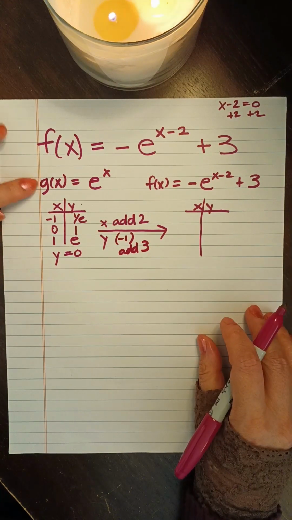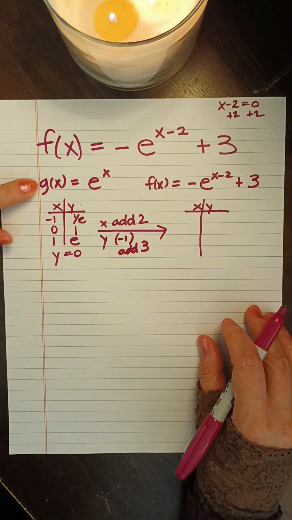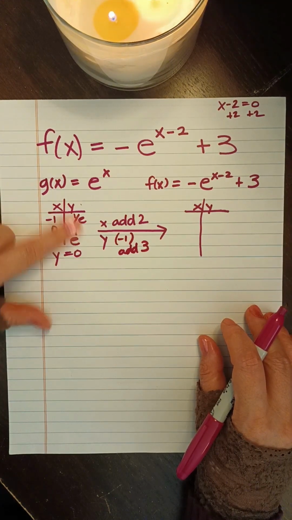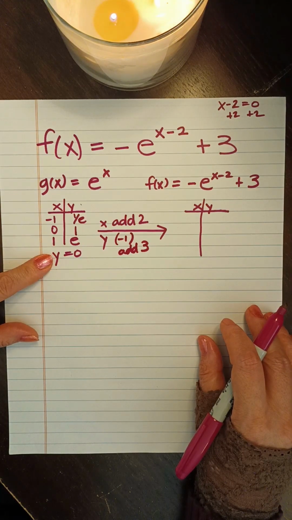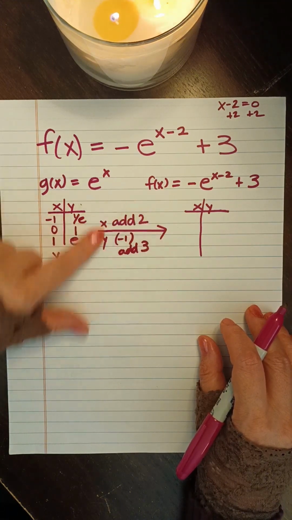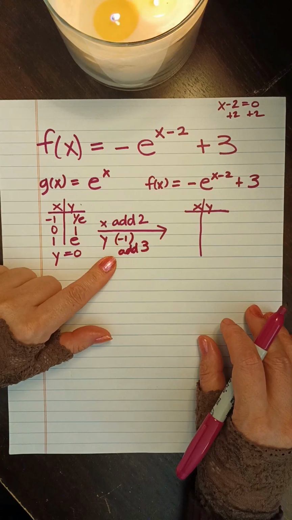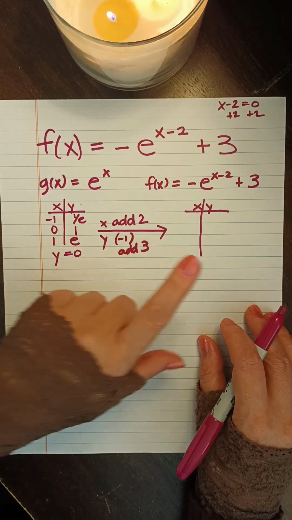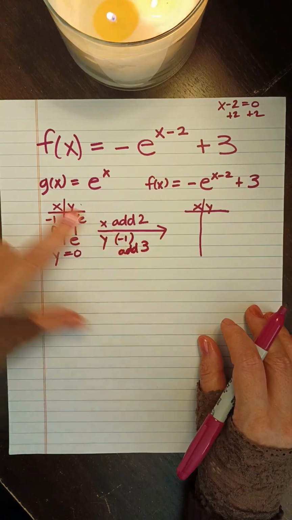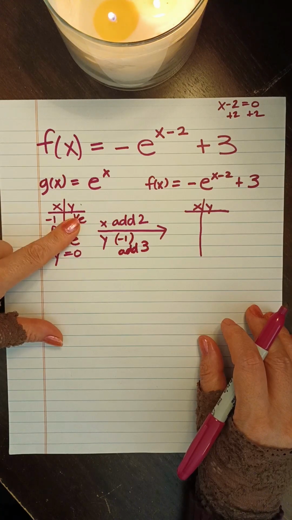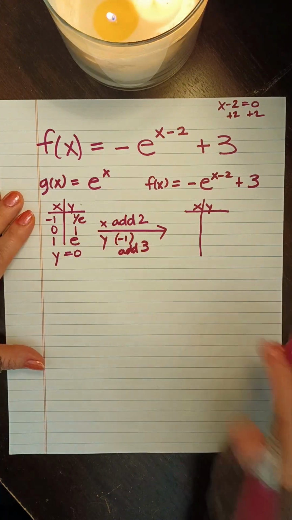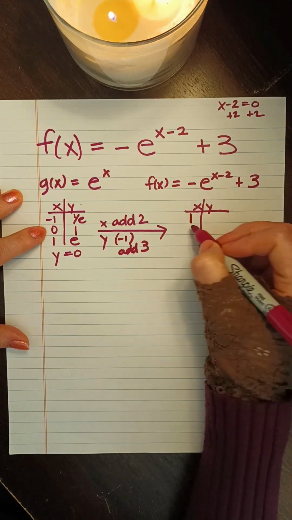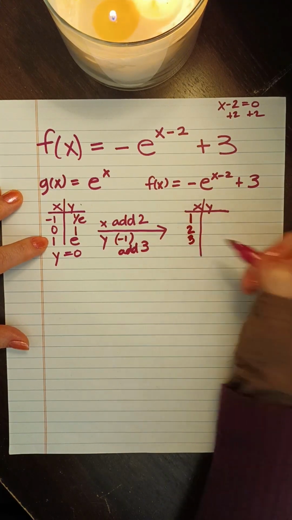So again, step 1, identify your parent function. Step 2, identify some key points and key features like your horizontal asymptote, y equals 0. Step 3, write the arithmetic that's going to help you do your transformation. And now we're going to do this arithmetic on these x and y values. To all our x values, we'll add 2. So negative 1 plus 2 is 1, 0 plus 2 is 2, 1 plus 2 is 3.